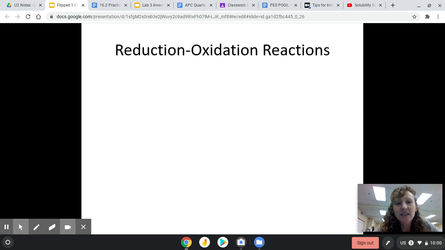Okay, so here's the deal on oxidation reduction reactions. We talked about the five different types of reactions, right? Combustion, single replacement, double replacement, synthesis, decomposition, right? Now, redox reactions can be any of those five. They fit within those five reactions. It's not a sixth type of reaction. But the reason redox reactions are special and set apart, and we're going to talk about them as if they are a separate type of reaction, is because they involve a transfer of electrons.